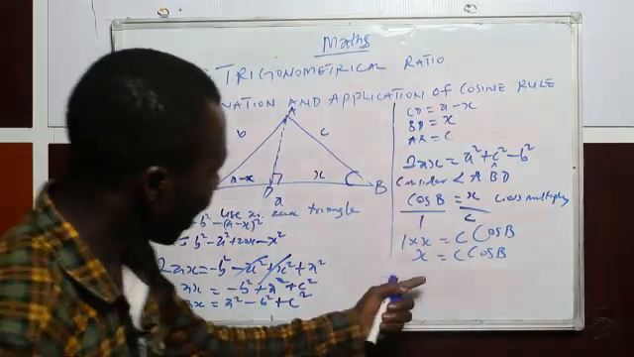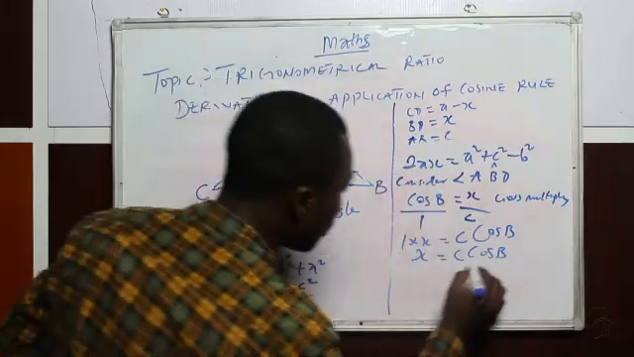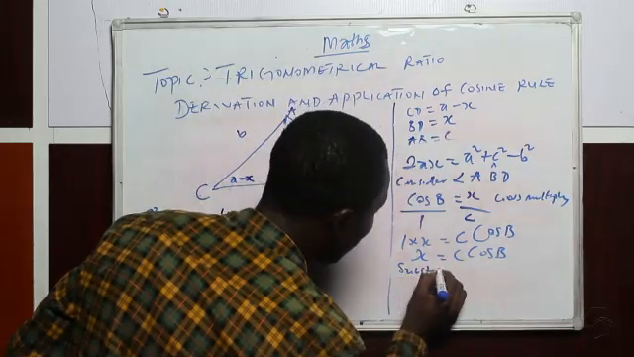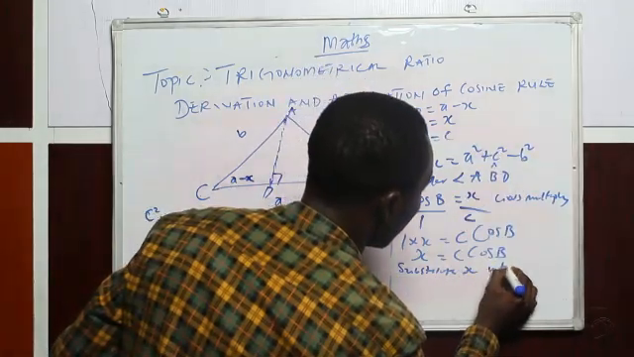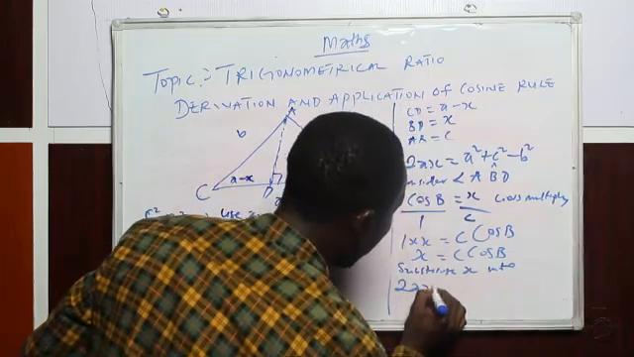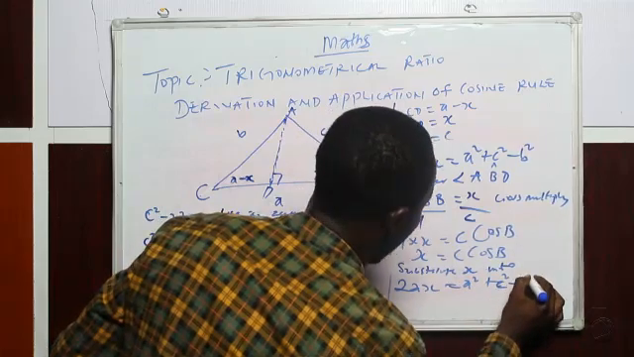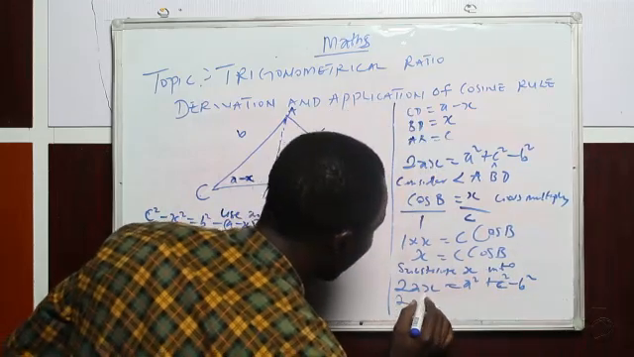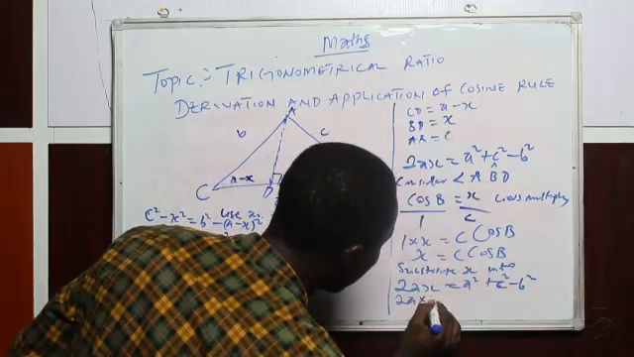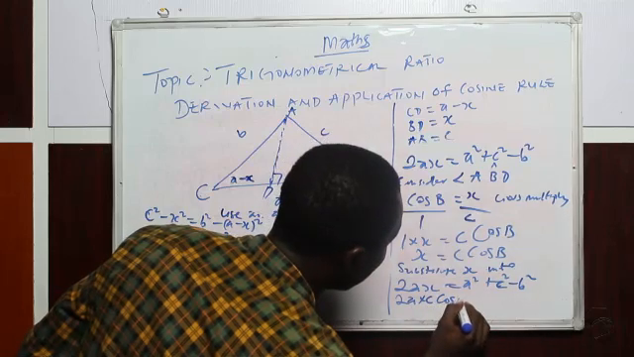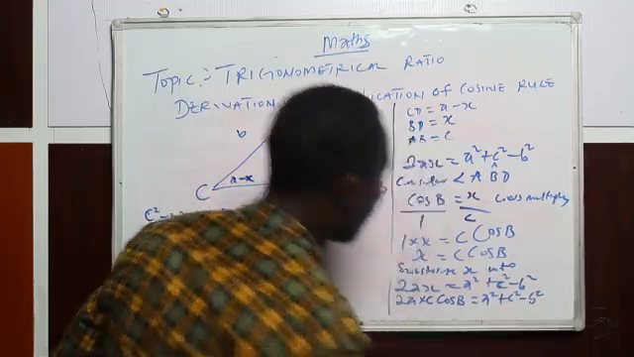So far we found out our x is equal to c cos b, and we have 2ax here. Substitute x into 2ax equal to a squared plus c squared minus b squared. Therefore, we now have 2a times c cos b equal to a squared plus c squared minus b squared.